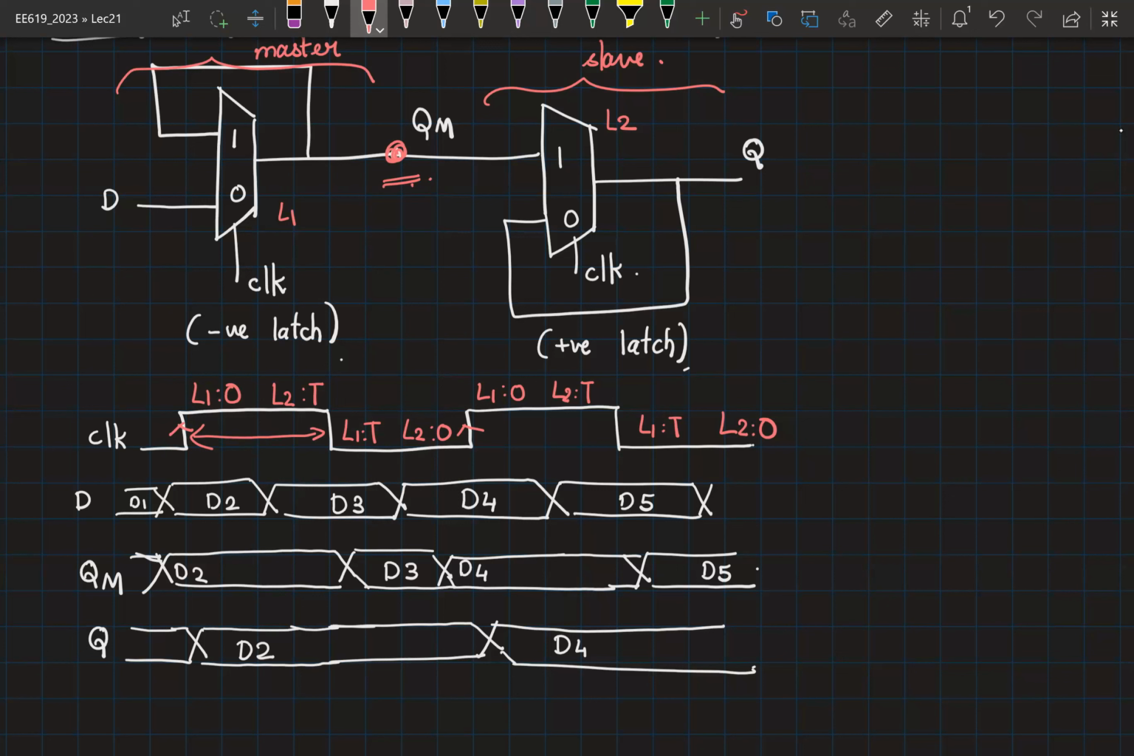Correct. If you use two positive latches, then instead of giving both the same clock, you can use clock and clock bar. That is also another possibility.